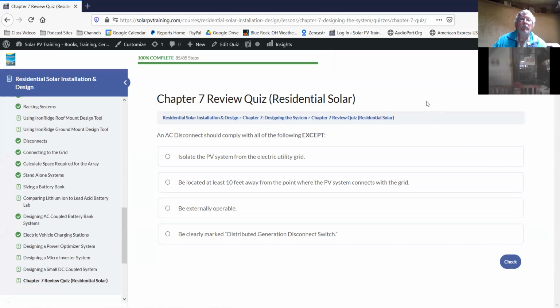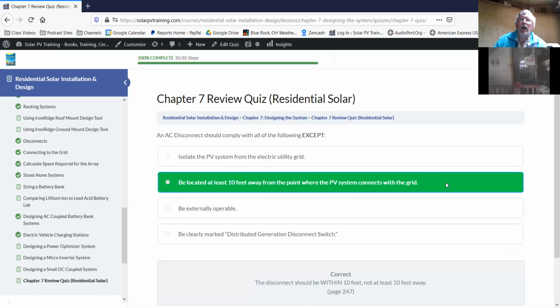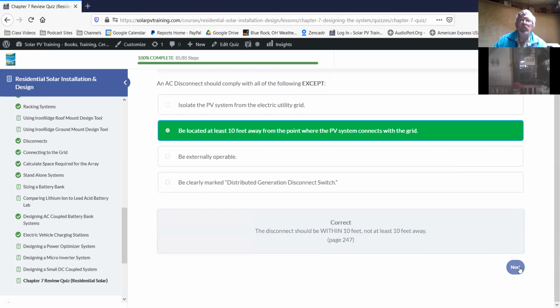An AC disconnect should comply with all the following except, all right, it needs to isolate the PV system from the grid for sure. Must be located at least 10 feet away from the point where the PV system connects to the grid? No, it needs to be located within 10 feet of the meter, which is basically the demarcation point. Externally operable, yeah. Must be clearly marked, yes. So we're saying it has to be located within 10 feet of the demarcation point, and typically in a residential situation, the meter is your demarcation point.